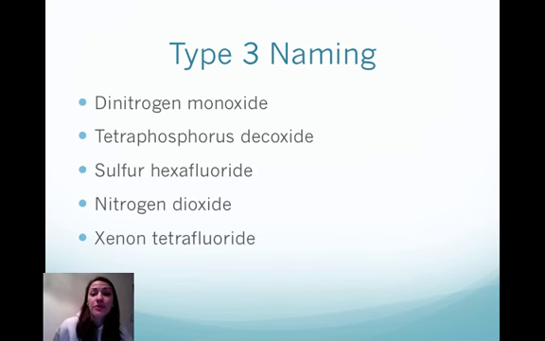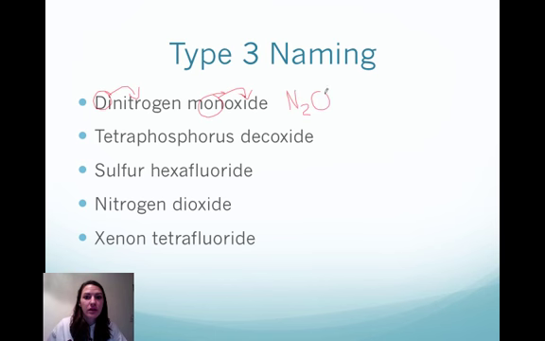I'm going to go through the first 3 of these. These are going from your name all the way to your formula. So we're going to write down the formula for this one. Dinitrogen is going to be 2 N's. Monoxide is going to be 1 oxygen. So N2O would be dinitrogen monoxide.